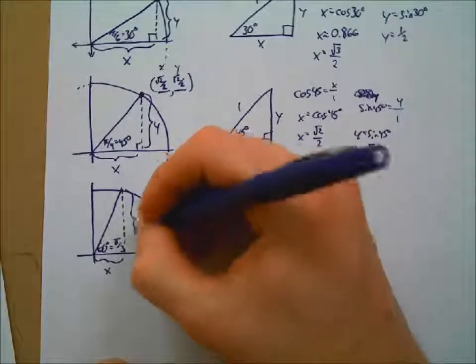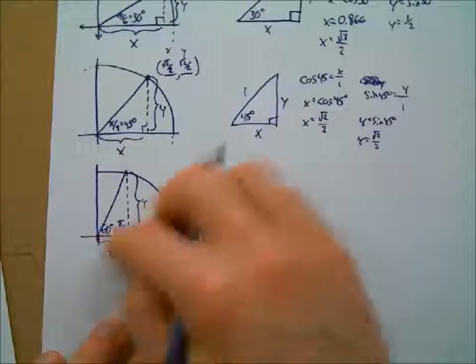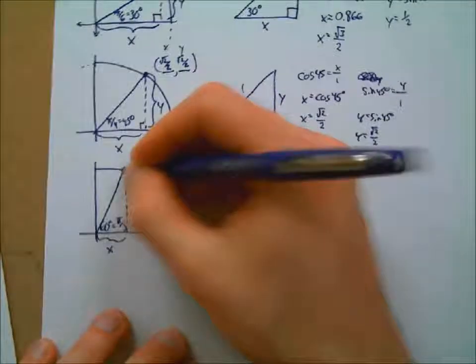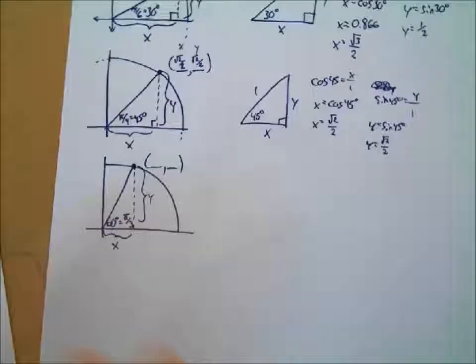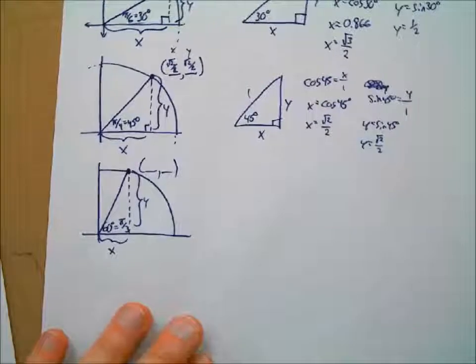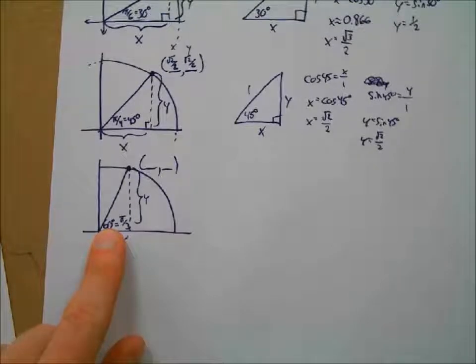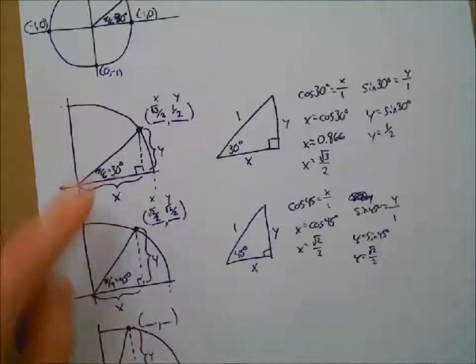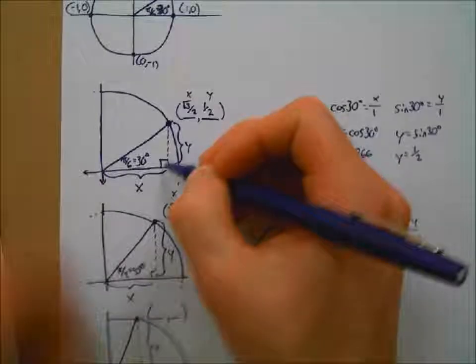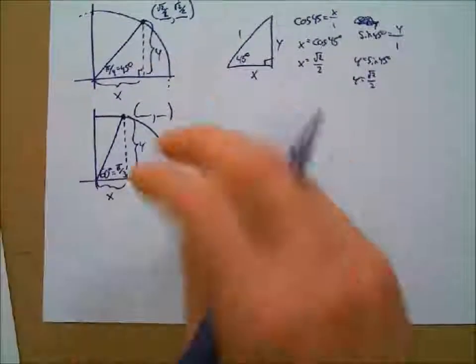Again, the height will be the y-coordinate. This horizontal distance will be the x-coordinate. And we're trying to find that point on the coordinate plane. But wait a minute, we've seen this triangle before. Where did we see it before? In the third degree, right? This is 30, 60, 90. This one is also 30, 60, 90, but their locations are swapped.